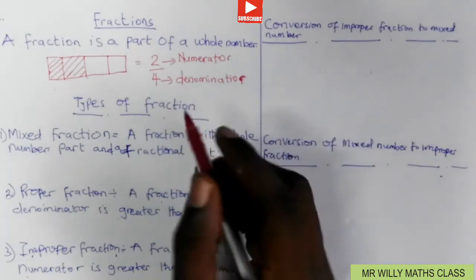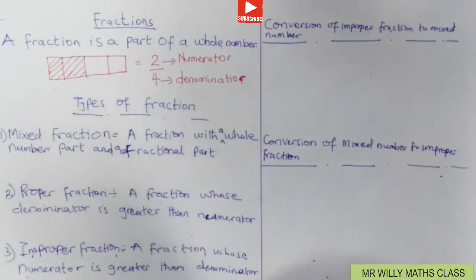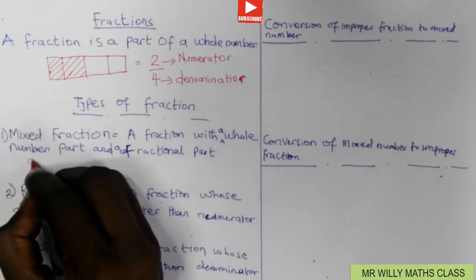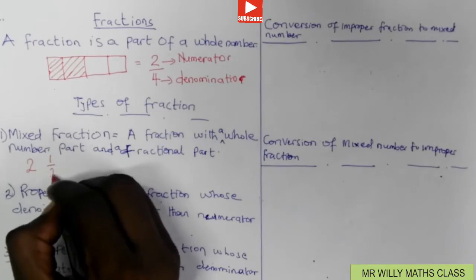So let's go to the types of fraction. There are 3 types of fraction. We have the mixed fraction. Apart from mixed fraction, we also have proper fraction and improper fraction. What's the mixed fraction? The mixed fraction is a fraction that has 2 parts, a whole number part and a fractional part. The mixed fraction looks like this: 2 whole number 1 over 2.